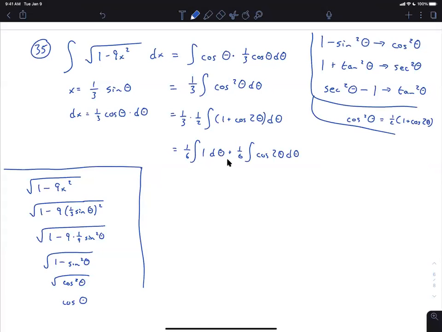Okay, so the integral of 1 d theta is theta. The integral of cosine 2 theta is 1/2 sine 2 theta because of a quick U-substitution.